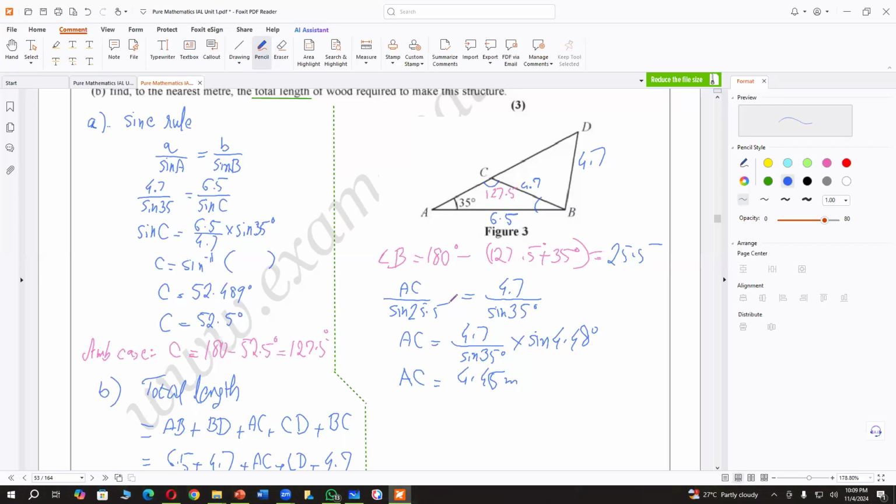Okay, I'll just do it again. The answer for the angle ABC is 17.5 degrees.